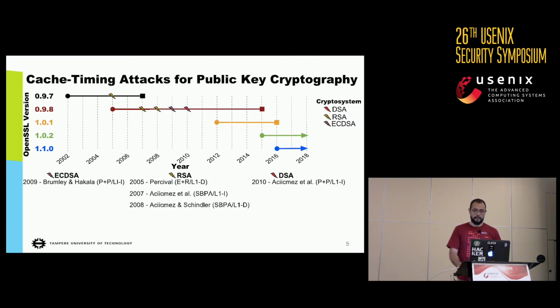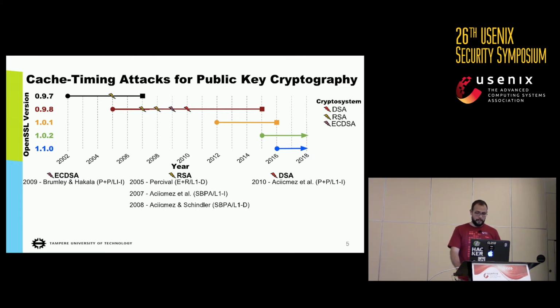After that, Aciicmez did the same again, but for DSA. He used the prime and probe technique, attacked the L1 instruction cache, and then was able to recover secret keys. Again, this was using more than 1,000 signatures to recover the secret key.